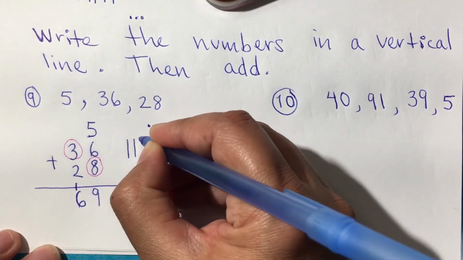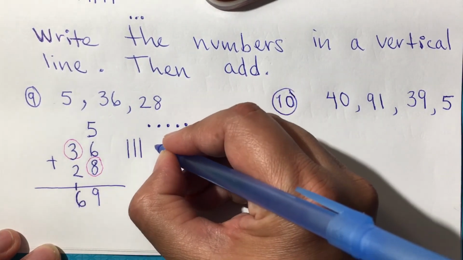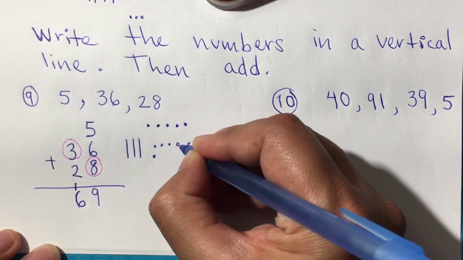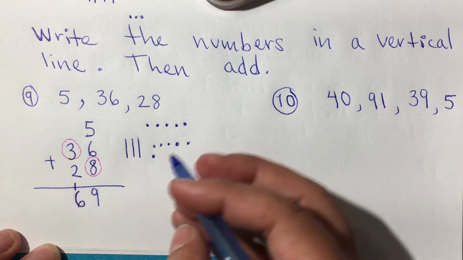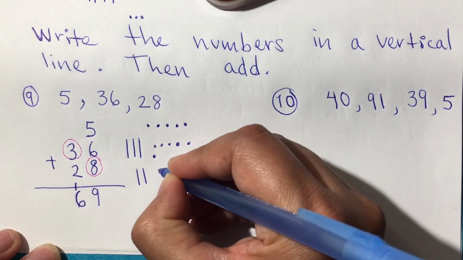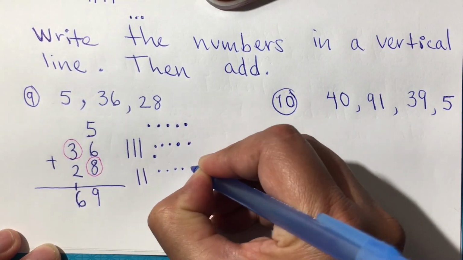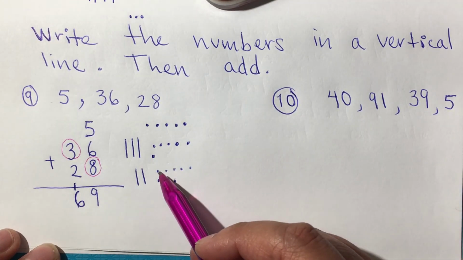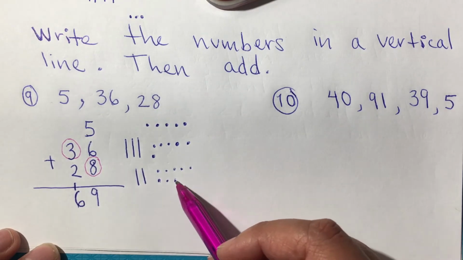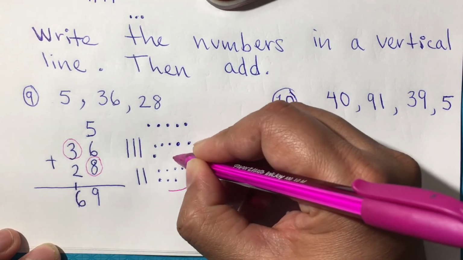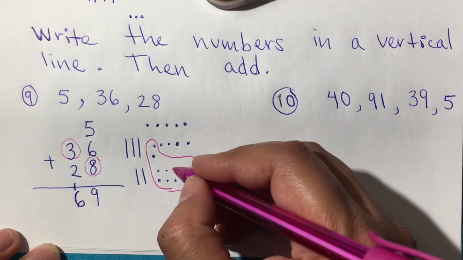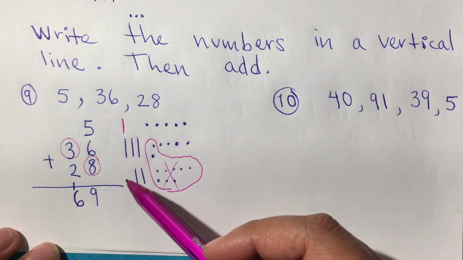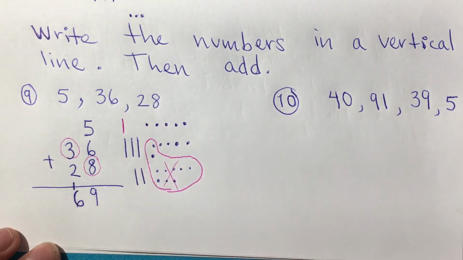So 1, 2, 3 tens and 6 ones. 1, 2, 3, 4, 5, 6. And finally 28, 20, 1, 2, 3, 4, 5, 6, 7, 8. So I regroup 10. This is 1, 2, 3, 4, 5, 6, 7, 8. And I get 2 more. That makes 10. So I put it in here. And again, you can put it in here, in here, in here. It doesn't matter because you're going to count all the tens together.